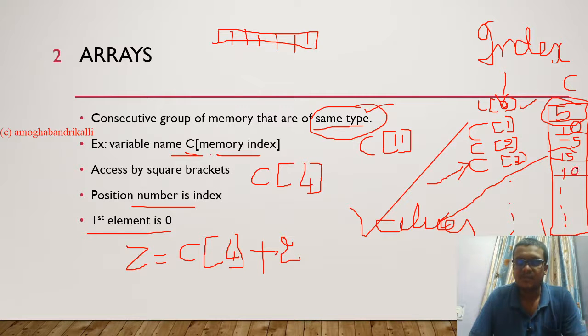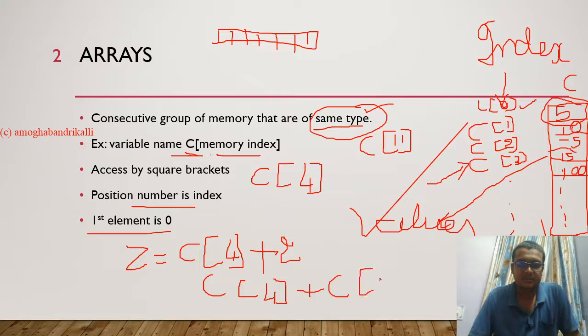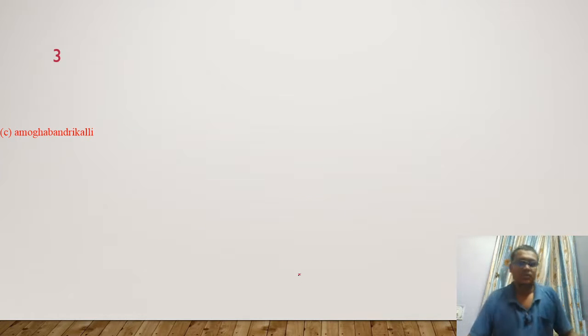If the value is 100, then 2 is added to it, or you can go for C of 4 plus C of 1, or you can go for C of 10. Like this you can individually access elements and perform addition and multiplication operations, and that is allowed. So these are the examples we saw in the previous slide.